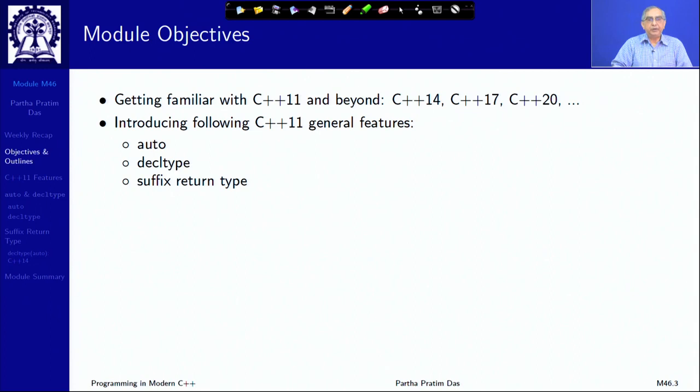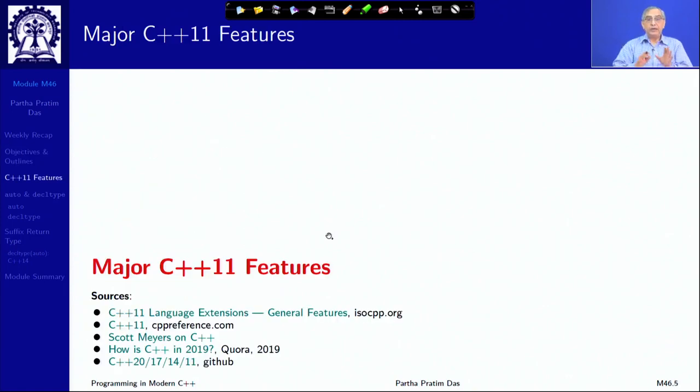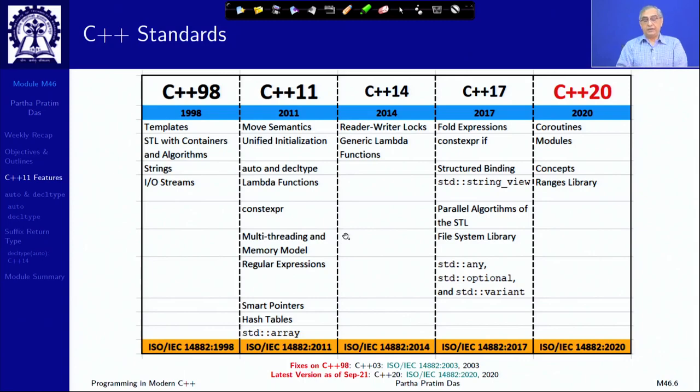In this module, we will introduce a few general features of C++ 11: auto, decltype and suffix return type. So, this is the outline which will be available on the left panel as usual. First, let us look at the major C++ features.